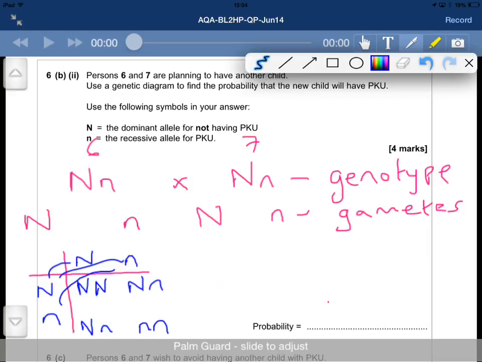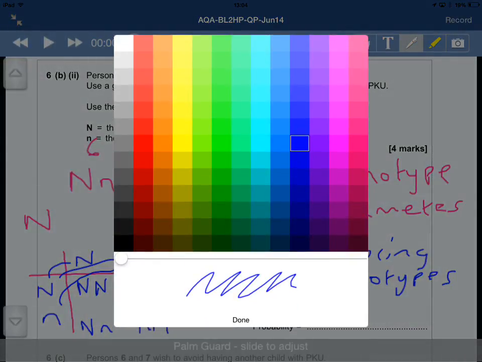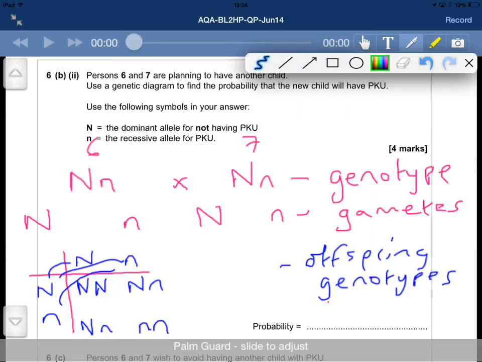And these are 4 new genotypes. Okay, so these are offspring genotypes. And then the last thing we need to do, and I'll do this in a different color, let's do this in green, is the offspring phenotypes.